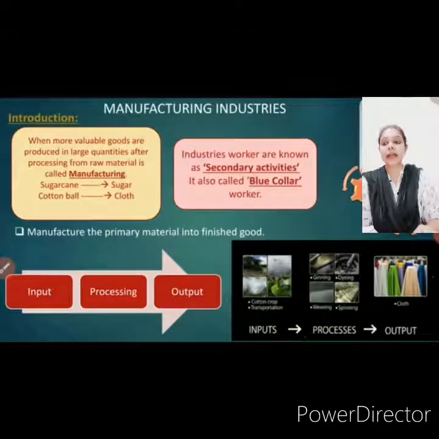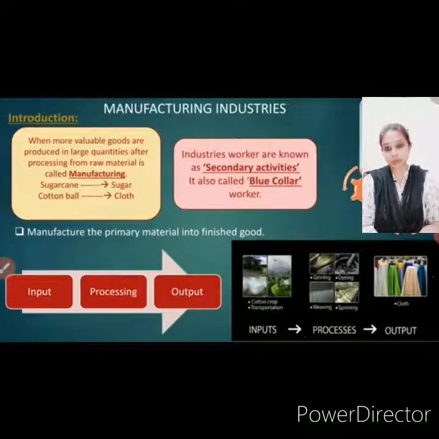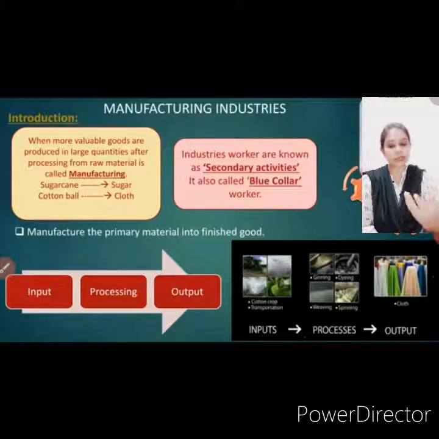Children, these industries have three kinds of processing units: input, then processing, and output. It means first the production has to be in the form of input, then it becomes processed, and then it is used for the output. The product which comes out is known as the output. So these are the three steps through which manufacturing industries operate.